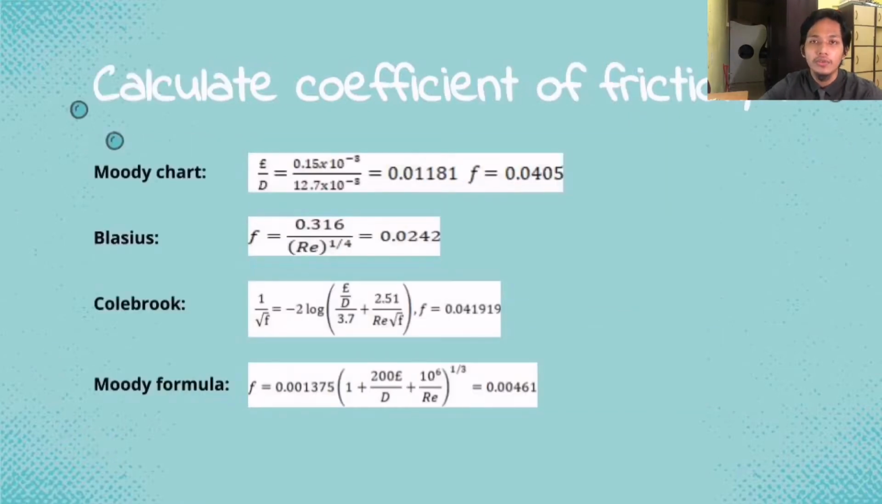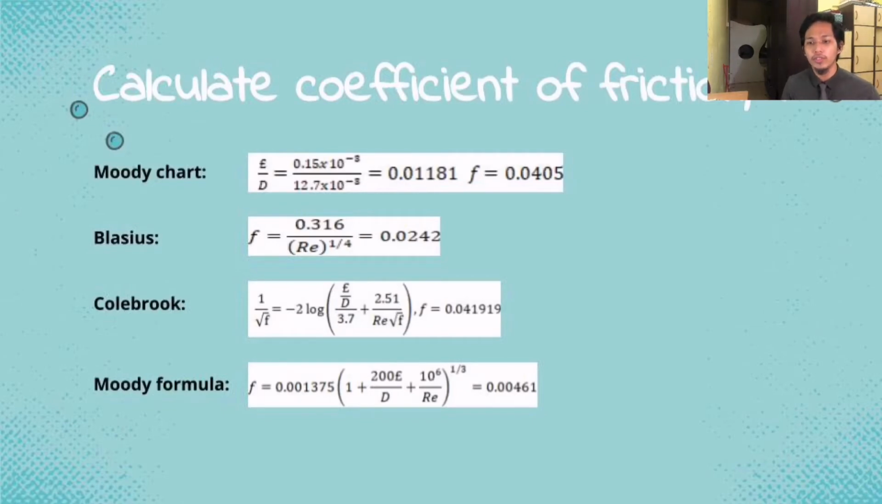Next, to calculate the coefficient of friction, there are 4 methods: Moody chart, Blasius formula, Colebrook formula, and Moody formula. From the Moody chart, we need to find the roughness, which is e over D, and we get 0.01181. Then from the chart we read and compare it with the Reynolds number, and we get the coefficient of friction, which is f equal to 0.0545.